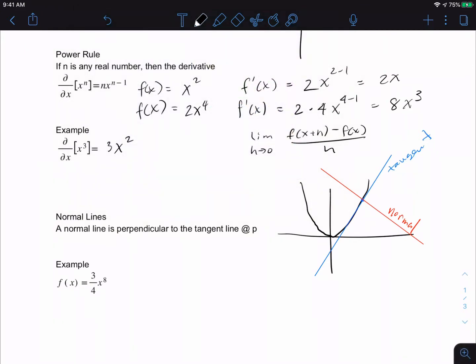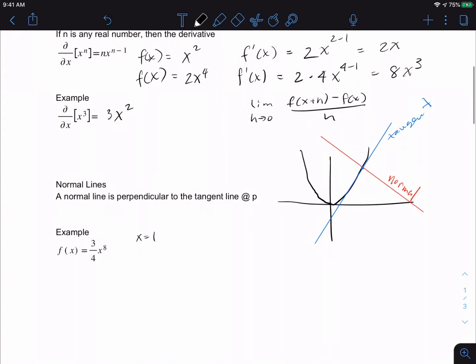Okay, so let's do an example. What's an easy number that we could use? I don't want to go crazy. Let's just use 1. So our P, let's just use 1. So when x is equal to 1, we can find out what's going to be perpendicular to that. We're going to take the derivative of this to find the tangent. So the derivative of this is going to be 3 over 2 times 8x to the 7th, correct? Which will clean up to be 6x to the 7th, right?